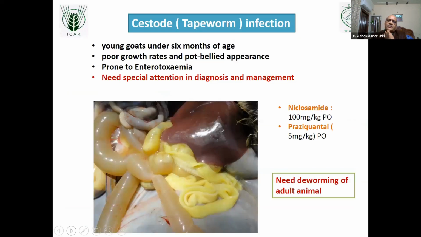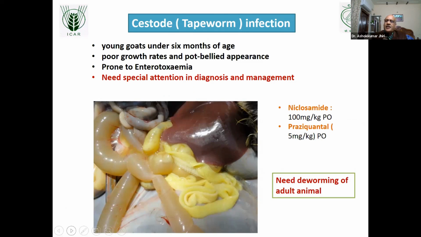Another class of infection is the tapeworm, cestode infection. This is also occurring in different grades of infection. If the animal has a high load of infection, the tapeworm causes problems in the intestine. If they are occupying a large surface and large volume of the intestine, it is checking the absorption and assimilation of the food materials.